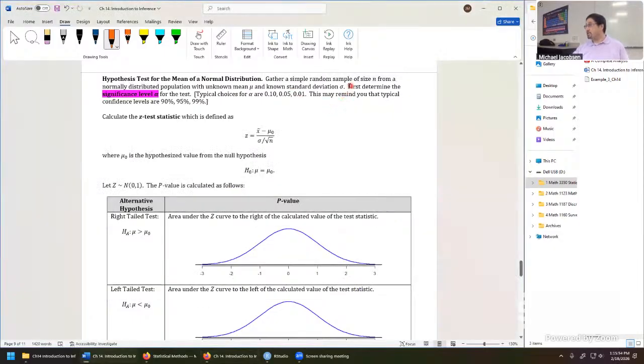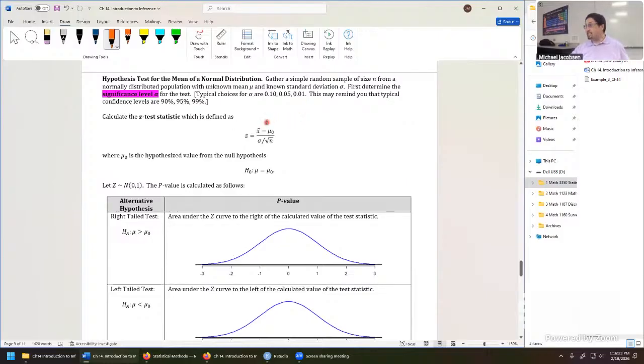First thing we'll do is determine the significance level alpha for the test. The typical values are 0.10, that'd be a low level of evidence before you reject the null. The last problem was at a 1% significance level of 0.01. And these are probably going to remind you of, say, a 90% confidence level goes along with a 0.1 significance level. 99% confidence interval goes along with a 1% significance level.